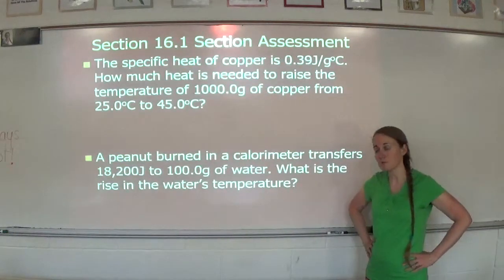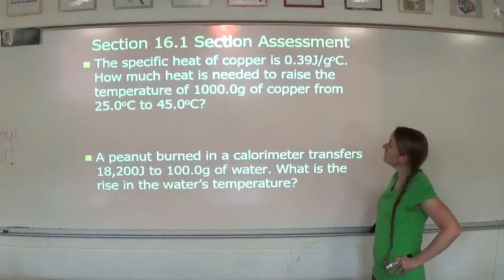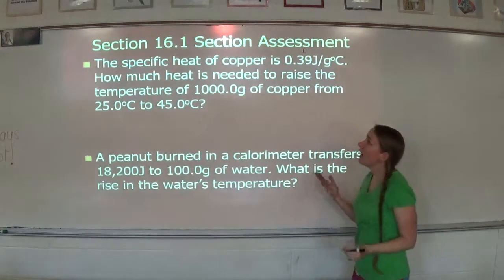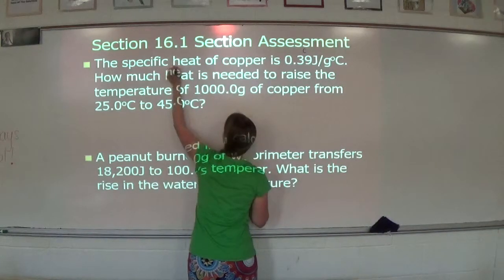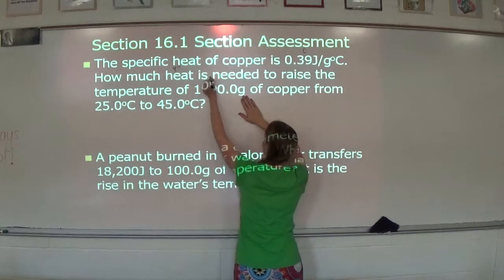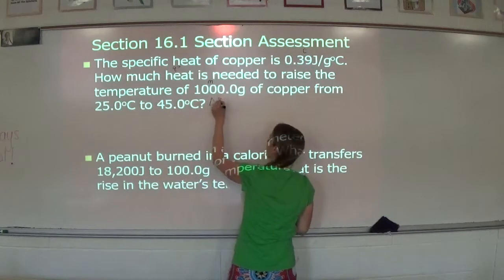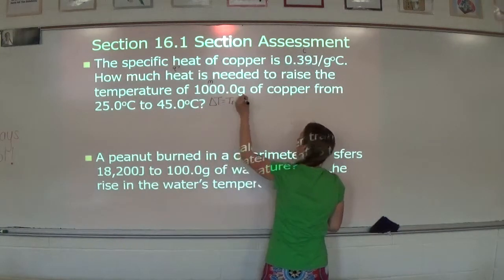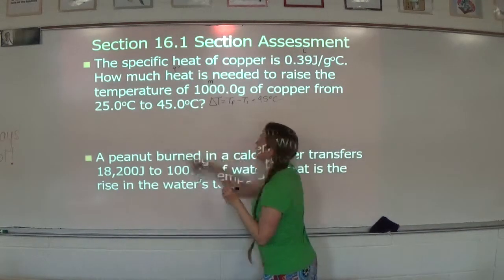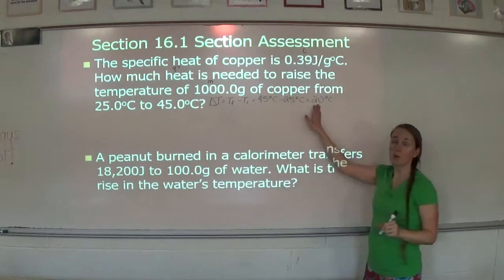All right, and then 2 more problems. My gosh, I was just full of sample exercises on this one, wasn't I? All right, so it says the specific heat of copper is 0.39 joules per gram degrees Celsius. So there's our C. How much heat, so we're looking for Q, is needed to raise the temperature of 1,000 grams, so there's my mass, of copper from 25 to 45 degrees Celsius. So remember, change in temperature is our final minus our initial. So my final temperature is 45 degrees. My initial temperature is 25 degrees. So that's going to give me a delta T of 20 degrees Celsius.